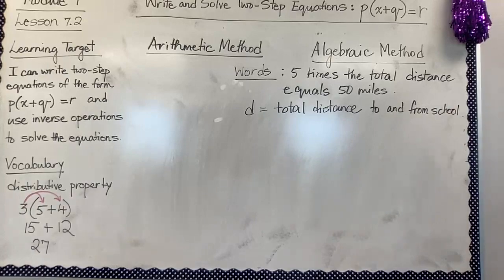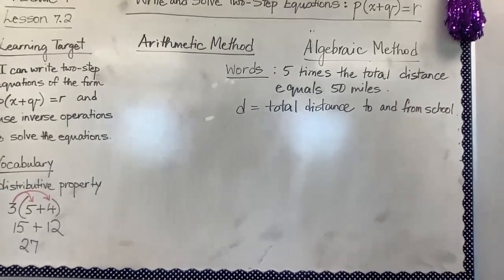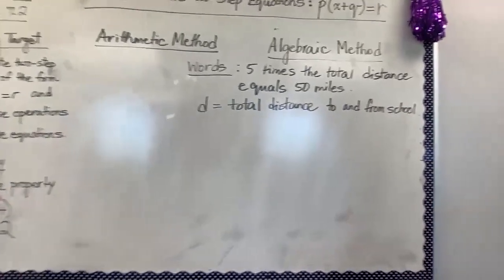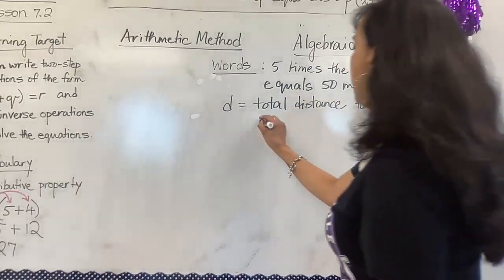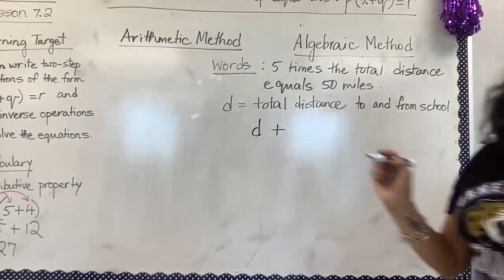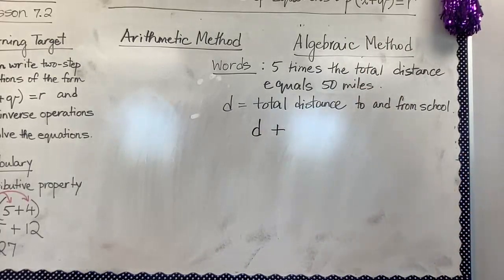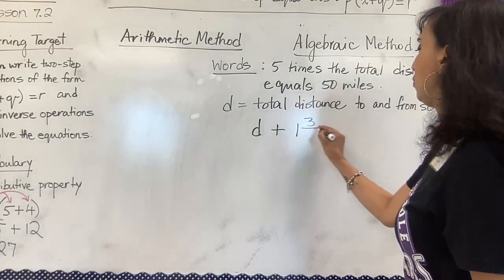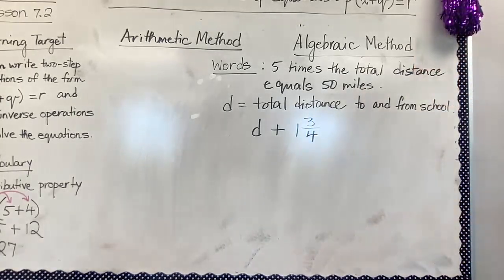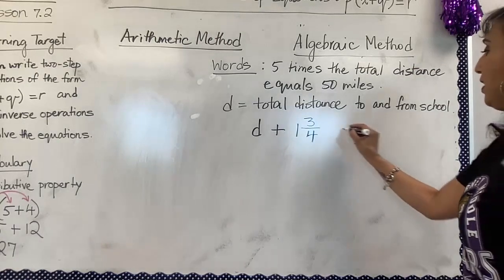Okay. Now, the total distance that she's driving each day would actually be what? It would be d plus, and we said the distance was 1 and 3/4 miles round trip each day. So d plus 1 and 3/4 is the distance she drives each day.